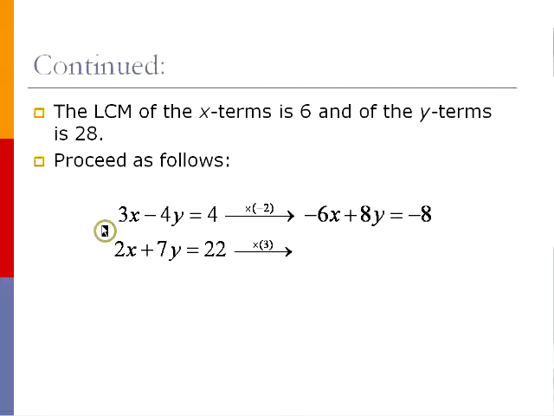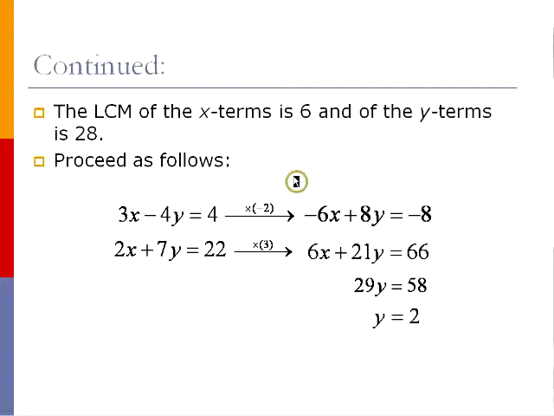In the second equation, we're going to multiply everything by 3. 3 times 2x is 6x. 3 times 7y is 21y. And 3 times 22 is 66. Now notice that our x coefficients are opposites. Therefore, when I add these two equations, the x terms drop out and we get 29y equals 58.